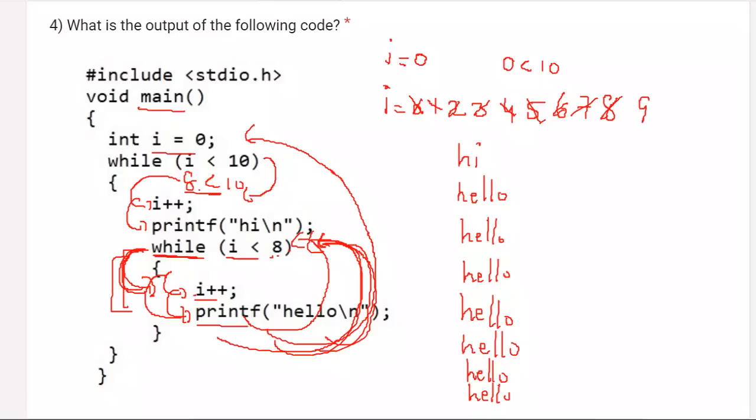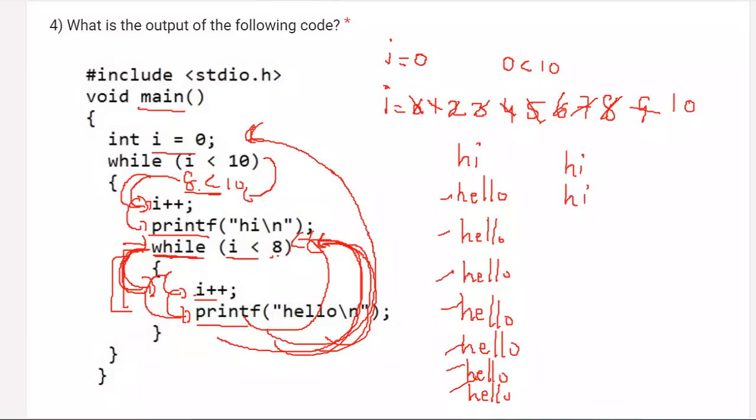Again printf hi. After 1, 2, 3, 4, 5, 6, 7 hellos, again hi will be printed. Again come to the inner while loop. The value of I is 9. 9 is not less than 8. Again the control goes to the outer while loop. Is 9 less than 10? Yes. Again come here, I plus plus. The value of I will become 10. Again print hi. Hi will be printed.